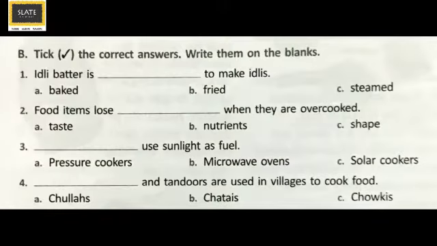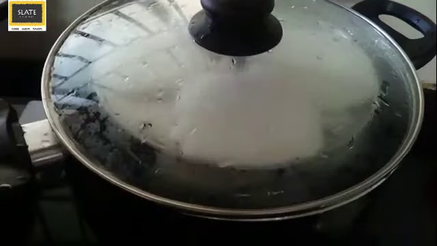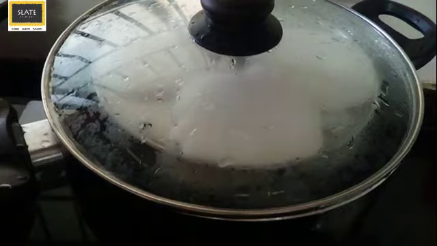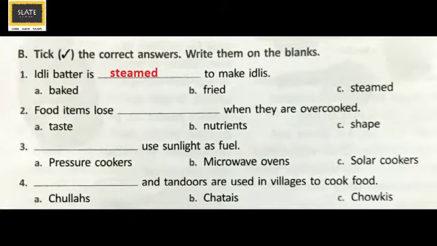Now Slaters, let's check bit B. Here it says to tick the correct answer and write it in the given blanks. The first statement is, idli batter is dash to make idlis. The options for this are baked, fried or steamed. So Slaters, from the lesson we learned that idlis are cooked by the process of steaming, isn't it? So write the answer steamed in the given blank.